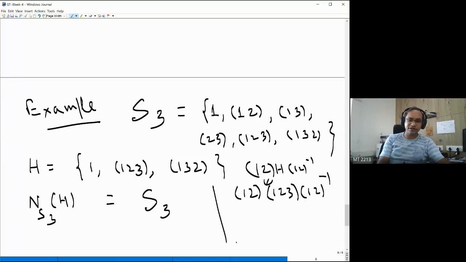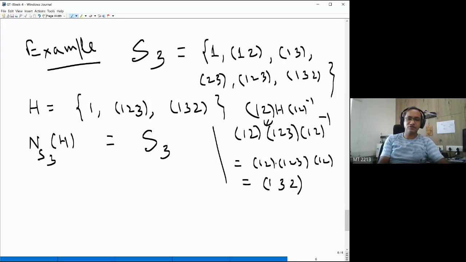So I'm just computing one example inside this. What will happen to this? It is going to be (1 2)(1 2 3)(1 2), and (1 2) inverse is just (1 2). What is this final element? 1 goes to 3, 3 goes to 3, 3 goes to 1, 1 goes to 2. You get this element, and so this is permuting (1 2 3) to (1 3 2), and (1 3 2) will go to (1 2 3) if you compute for that element. So that means this is correct.